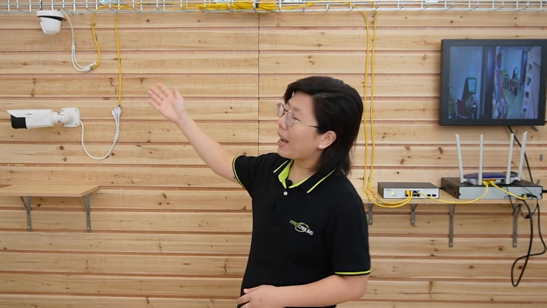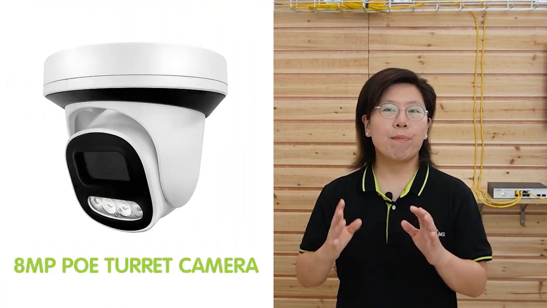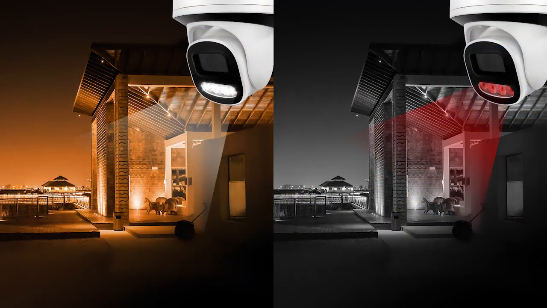And up here we have our 8MP PoE turret camera. Now this camera has a 4mm fixed lens, making it suitable for monitoring a large area. And it's also equipped with two lighting systems, the infrared LED and the white light. So you can enjoy exceptional image quality and color reproduction with every recording.